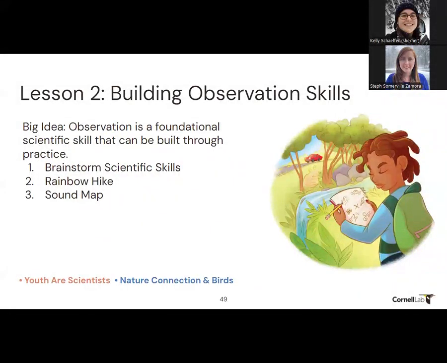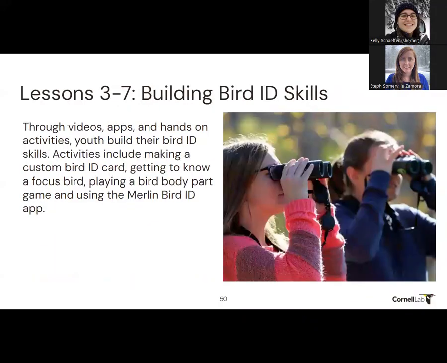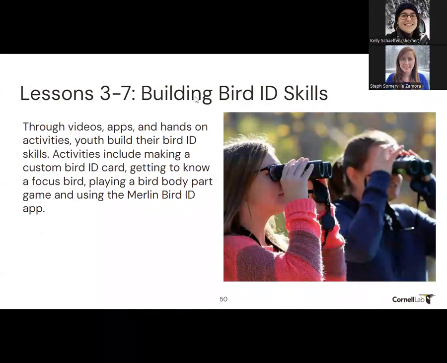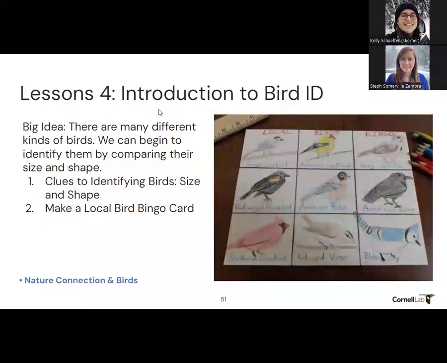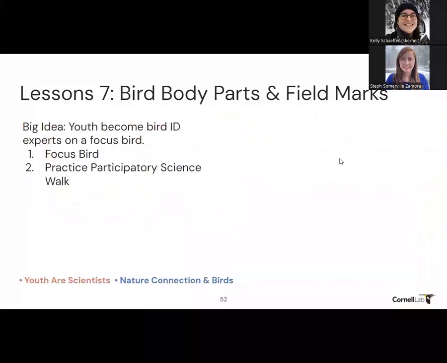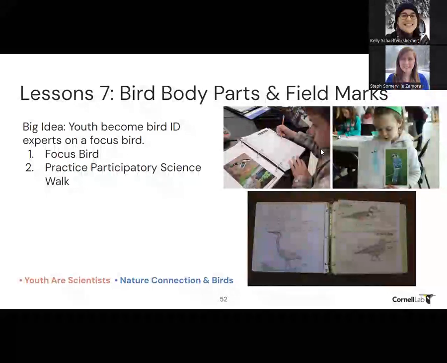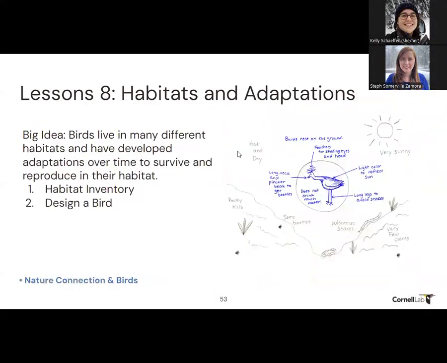And then we get into building observation skills with just some fun outdoor activities, the sound map, which I mentioned before. And then lessons 3 through 7 get into the meat of building bird ID skills. It has the bird bingo that I mentioned, as well as the local field guide that I mentioned. So if those are activities you're interested in and you'd like to see a meaty write-up of how to do that, this is a great resource to download.